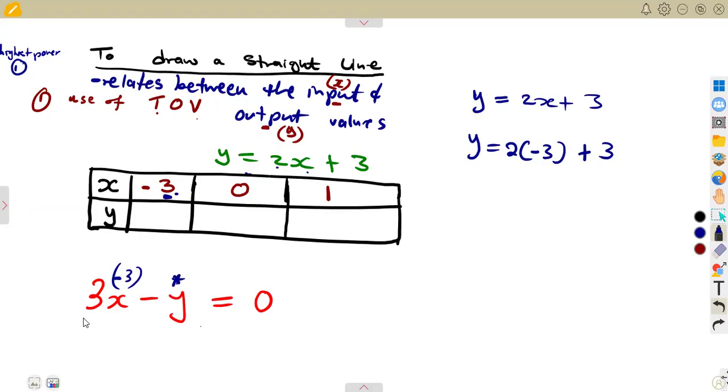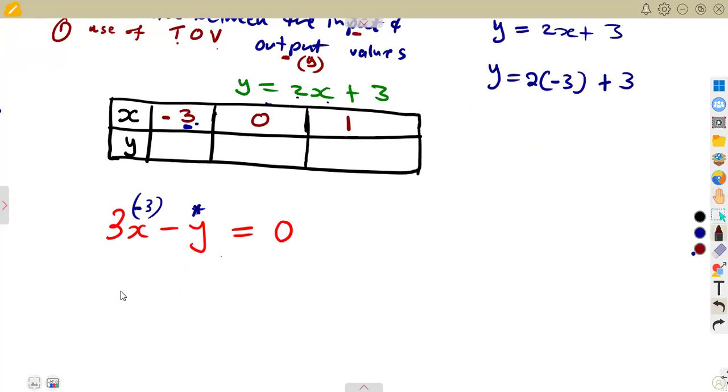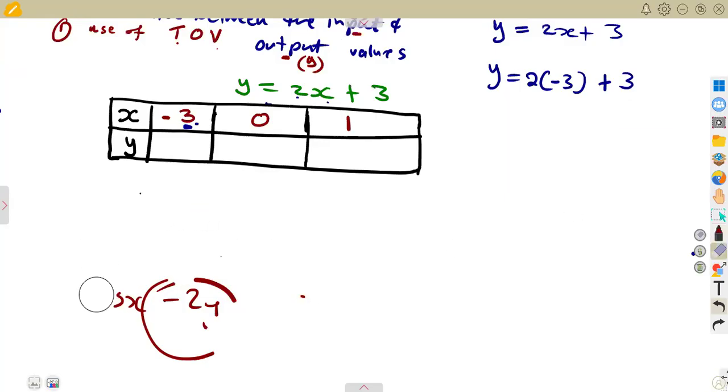So it's not that when you are given this format, you must make y the subject. That one is a choice, if you want to make y the subject. Whether the equation was given as 3x minus 2y is equal to 5, substitute where there is x, then you solve for y. So this one, it is just an advantage that y is already the subject.